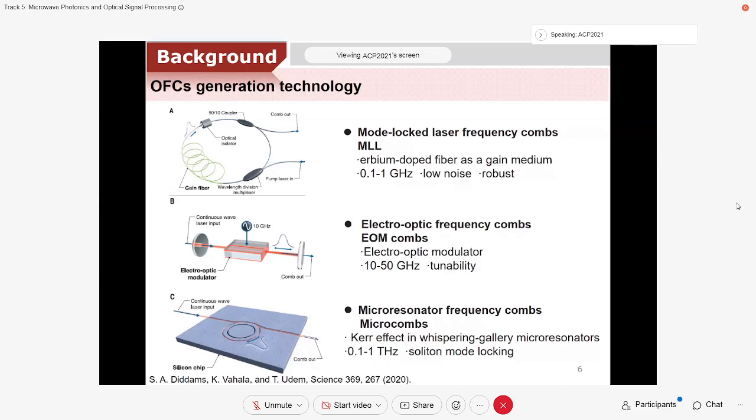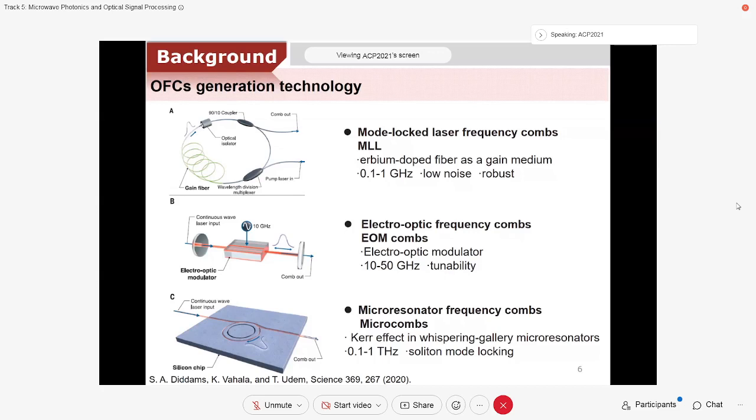Besides, the second method is electro-optic frequency combs. An electro-optic modulator driven by a microwave signal is employed to generate sidebands on the continuous wave laser. Efforts to increase the bandwidth include spectral broadening in optical fibers to generate octave spanning combs. Advantage of the electro-optic combs is tunability.